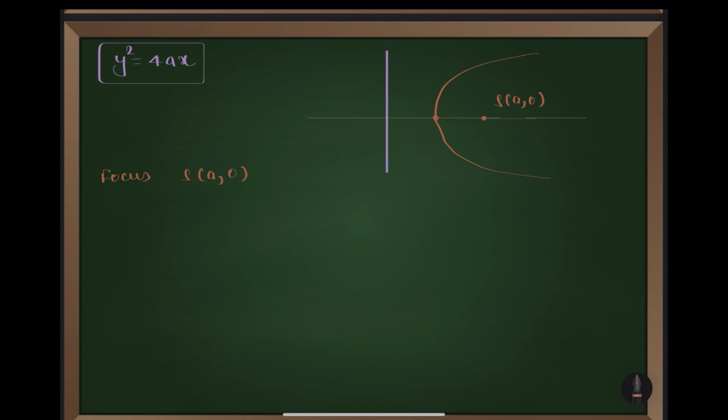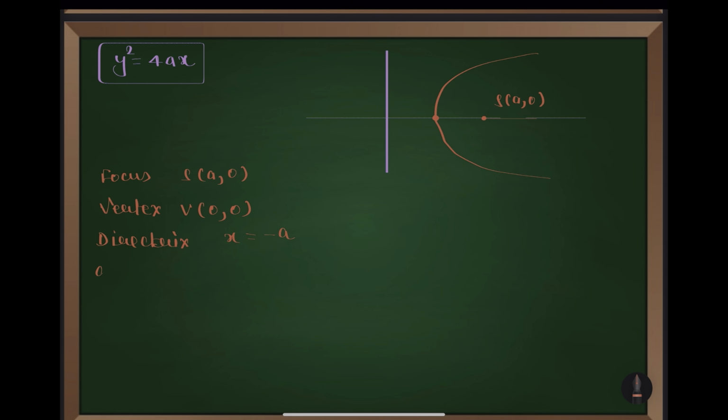Now who is this? This is vertex. So can I say that vertex is 0 comma 0? Correct? Now can I go with directrix? Who is directrix? We got x equals to minus a. Correct? Till this part you guys are okay?